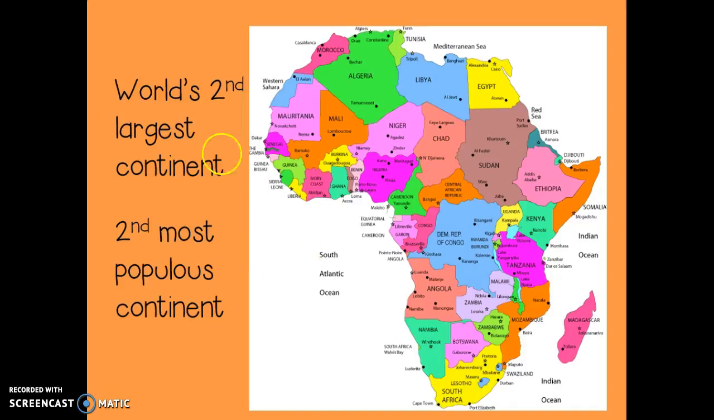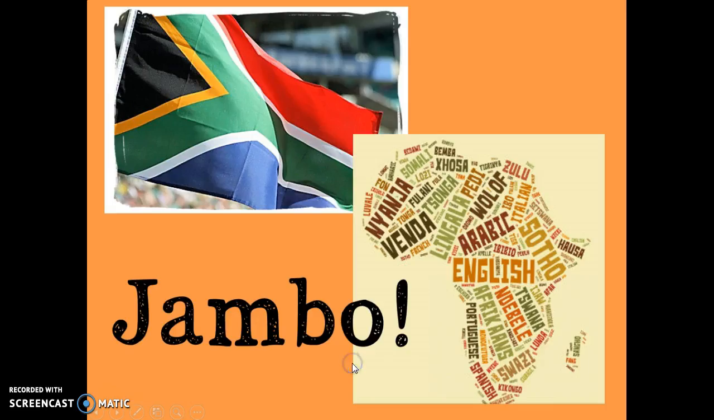And this map right here shows you all of the countries in this continent. There are many, many countries in Africa, way more than on our continent of North America. There are actually 54 countries. In Africa, they speak many, many languages, over 2,000 languages. That's a lot of different languages. And this says Jambo. That means hello in Swahili. That is one of the languages that they speak there.